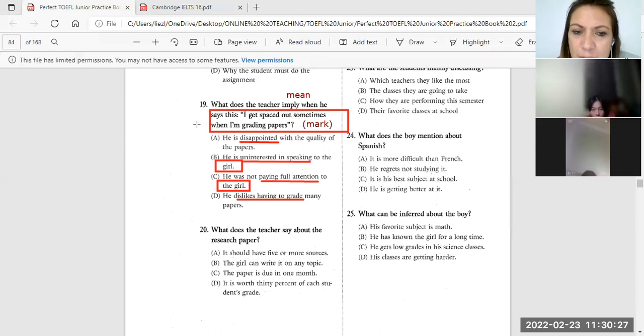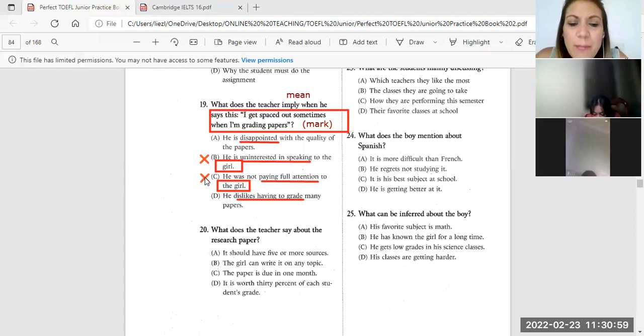Where do you see he's talking about the girl? Where does he say that? I get spaced out sometimes when I'm grading papers. Where's the word girl? Is he saying he's talking to a girl? No, he's not talking to a girl. So it can't be B and it can't be C because he's not talking to a girl.